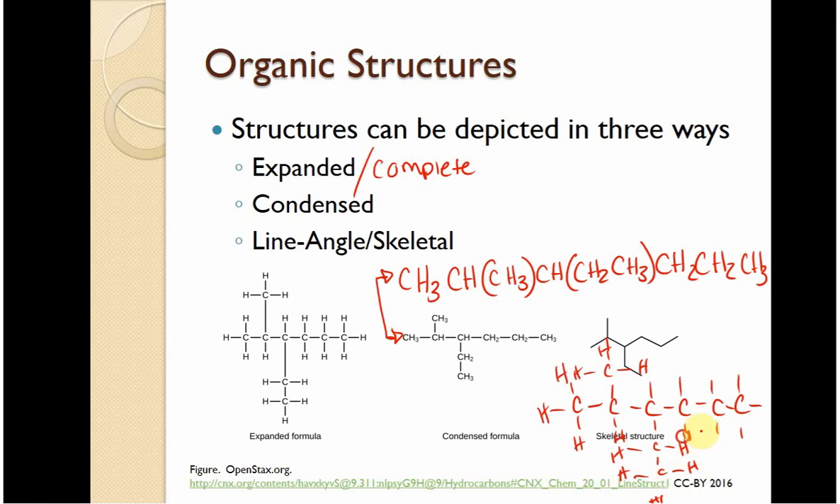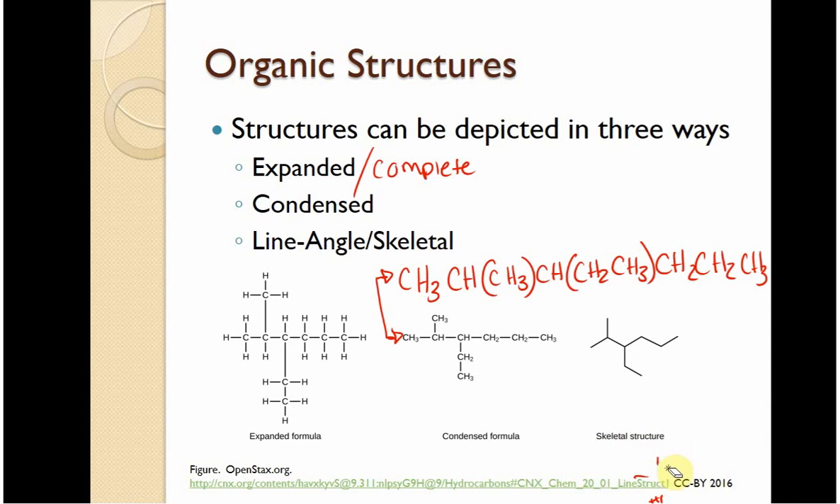And it also takes up a lot of room. And so the line angle is really my preferred method, just because you get a lot of information out of there. So you do not draw hydrogens in the line angle or the skeletal structure. You draw everything else though, okay? So you would draw a chlorine or an oxygen. You just do not draw hydrogens.